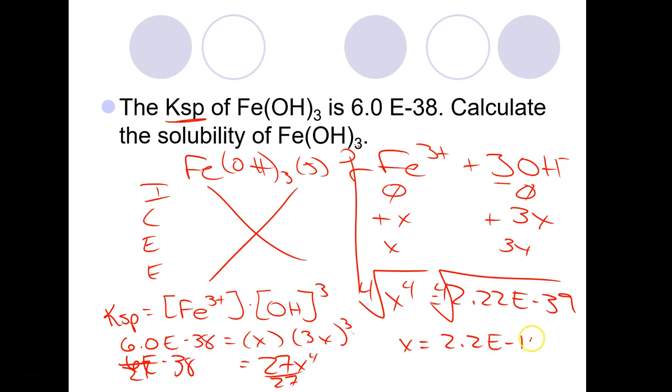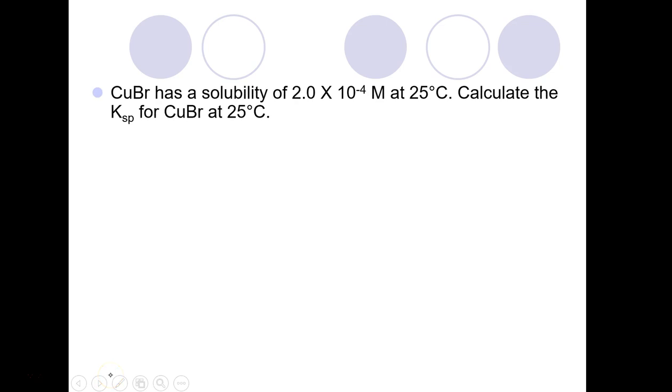2.2 e to the negative 10. That is the solubility. If they asked you for the numbers, you would put in 2.2 e to the negative 10. And then here you would triple it, 6.6 e to the negative 10. Just have to pay attention to what they're asking about. Okay? Last kind of problem, I think. Oh, we got 2 more.